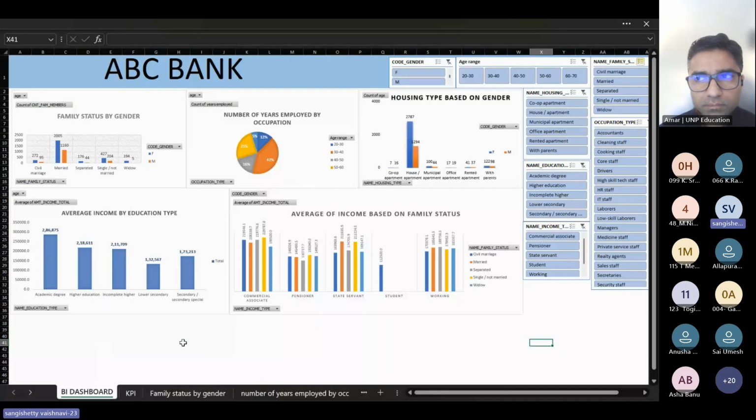1,73,230. And my insights for this table are that they create a clear trend that higher education attainment is associated with higher average income, and the academic degree category has the highest average income, while the lower secondary category has the lowest. My data supports the idea that educational qualifications are an important factor influencing income levels, with higher education generally leading to higher earnings. So here my key consumers are academic degree individuals. And next, over to Tarun.